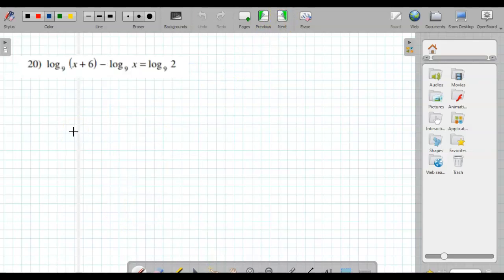Okay, let's look at number 20. Number 20, we have to start using some of our properties of exponents because we are going to have to combine some of these logarithms. Now, we might be tempted to try to raise everything to be a power of 9 and just get rid of all of these logarithms, but that is not permissible. If we're raising both sides to be powers of 9, we can only do it once on each side, which means we have an expression up here with a minus in it, and we cannot just cancel out those logarithms.